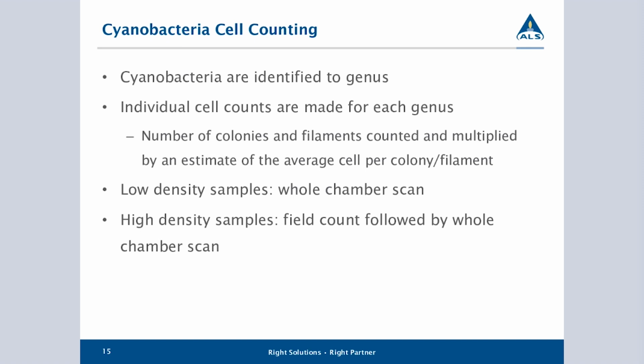So this field counting method involves counting all of the cyanobacteria in a static field of view, and we do multiple fields throughout the chamber. They're counted this way, and the sum of the cells that we observe is put through a formula that produces an estimate for the number of cells present in the whole chamber. After this field count, a scan of the whole chamber is made to account for any cyanobacteria that we didn't find in the field count.